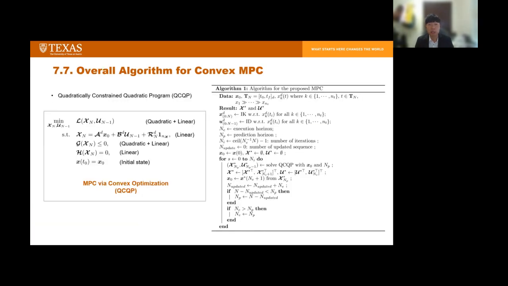In the previous slide, we linearized and convexified the nonlinear terms to formulate our problem as a convex optimization problem. Now, the optimal control problem becomes a QCQP. We can solve this problem using convex optimization much faster than NLP. With proper prediction and execution time horizon, we iteratively solve this QCQP and update our dynamics of robot, as described in algorithm one.